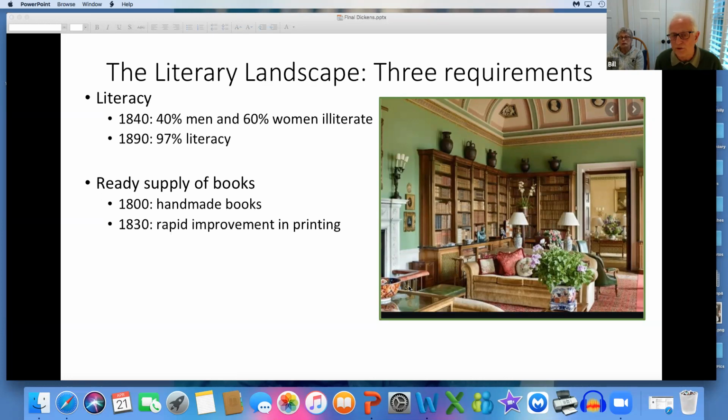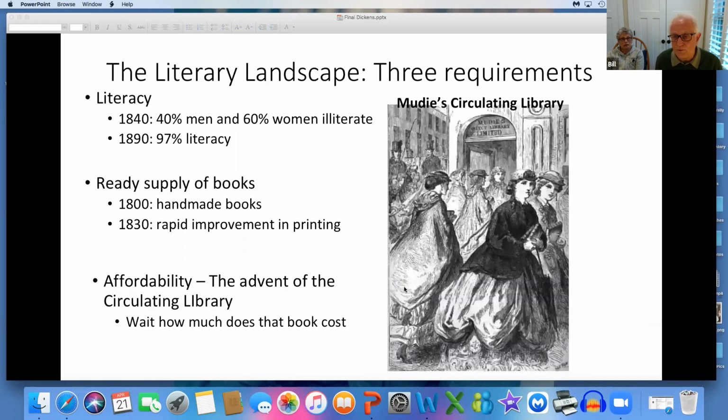But by the 1830s, there was some rapid improvement. And of course, even if the technology existed in 1815, there wasn't a push for it. There wasn't a mercantile interest. And there weren't enough people who were really buying these books. And also, this is the third point, affordability. Books were expensive and often for artificial reasons.